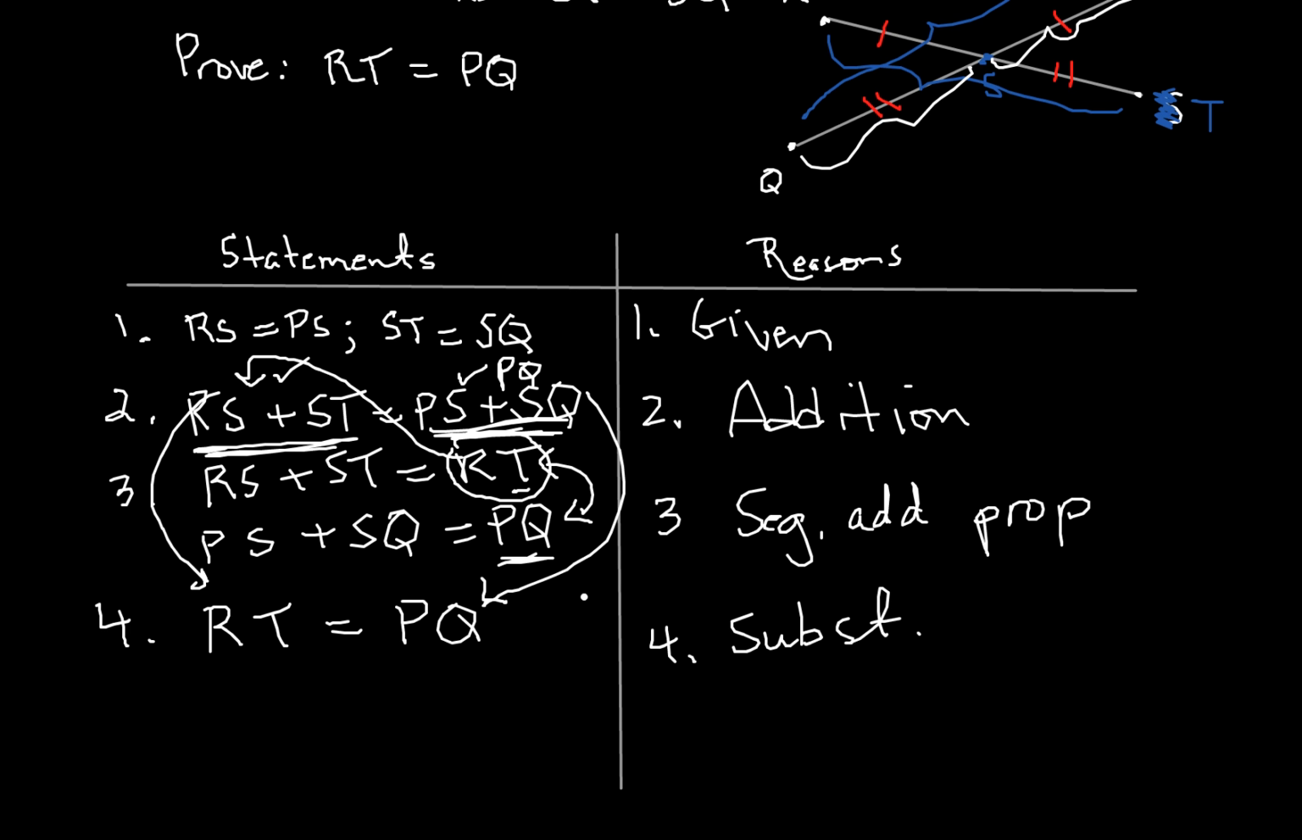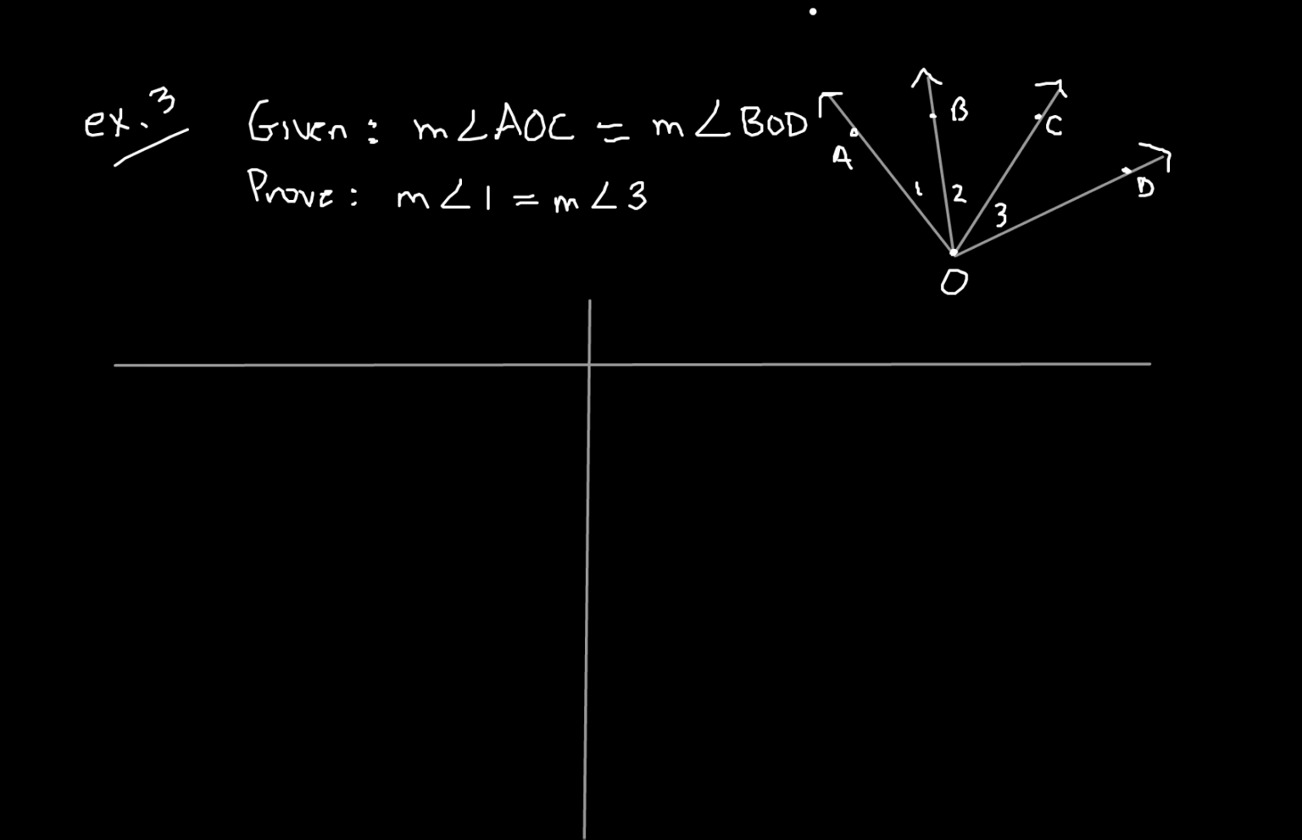All right, these are a little tricky. They mess with your brain a little bit because you're not used to thinking this way, but eventually you'll be able to understand these better. Let's do one more proof. This is with angles, so it's going to be the same thing. We're given angle AOC is equal to BOD. So first thing you want to do is mark up your diagram.